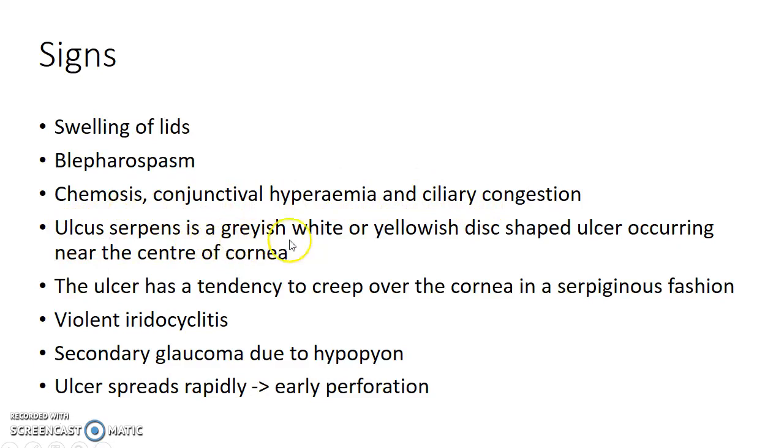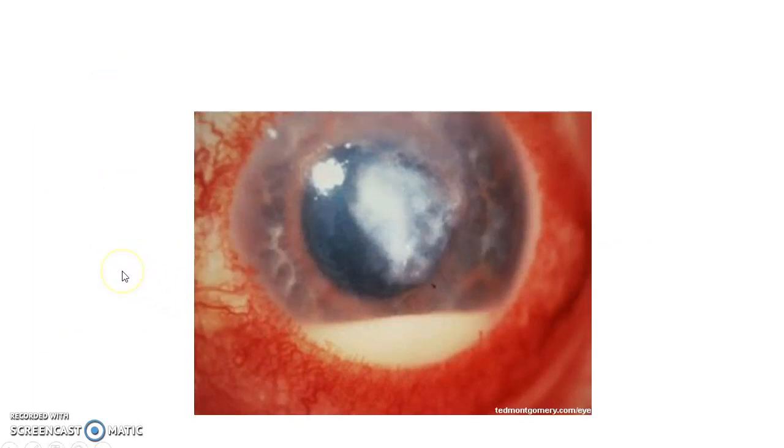Ulcer serpens is a greyish white or yellowish disc-shaped ulcer occurring near the center of the cornea. It is called ulcer serpens because it resembles a snake. The ulcer has a tendency to creep over the cornea in a snake-like fashion. There can be violent iridocyclitis, there can be secondary glaucoma due to hypopyon, and Hypopyon corneal ulcer spreads rapidly, leading to early perforation. This picture shows Hypopyon corneal ulcer. Note the hypopyon and the corneal ulcer.